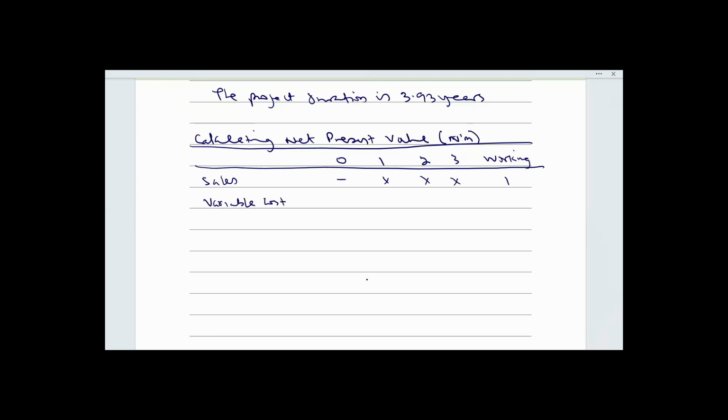To get my variable cost, I will go to the question, what's the variable cost per unit? Am I given inflation? If there's inflation, I need to inflate the variable cost per unit. After inflating the variable cost per unit, I will multiply with number of units produced. Then I will come and post.